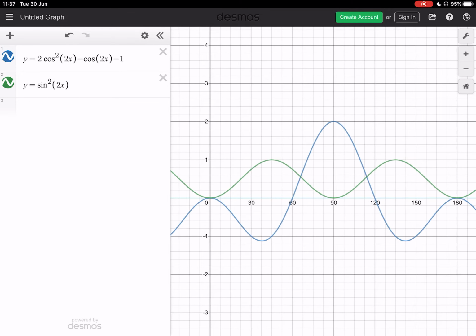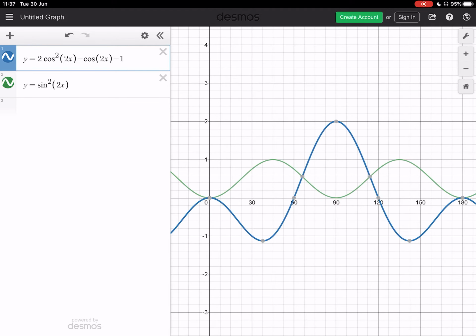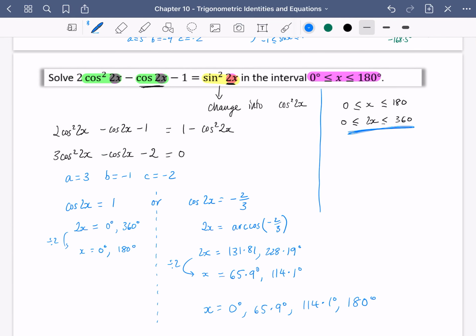And we're only interested between 0 and 180. So you can see they cross here, 0, here, 65.9, 114.1, and 180. So we have those 4 solutions, which are exactly the 4 solutions that we have down here.